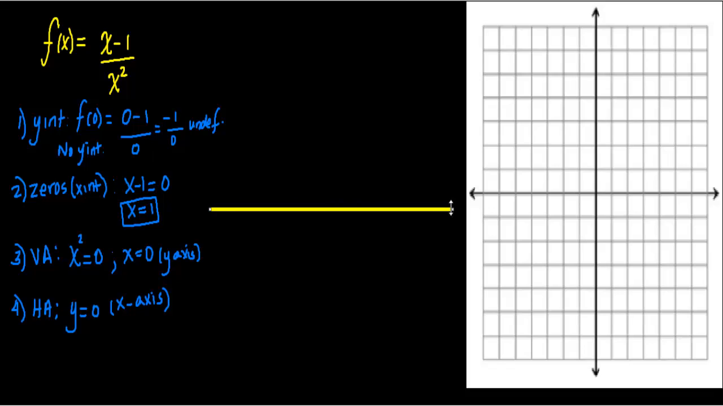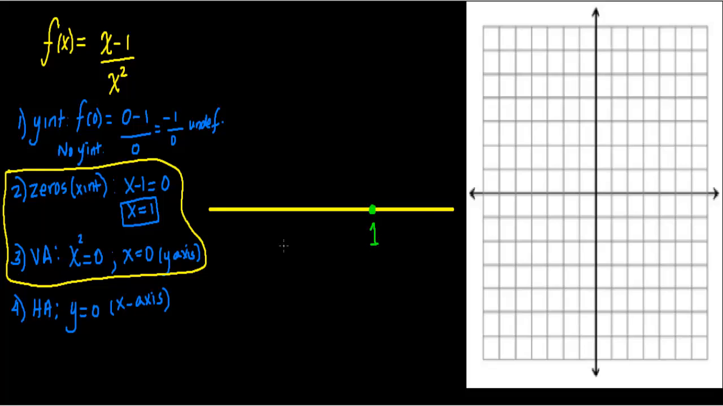Okay, here's my number line. I'm going to plot. What information do I plot on there? Remember, we're always going to plot the zeros and the vertical asymptotes, and that's all we're going to plot on this number line for step 5. So I have a 0 at x equal to 1. Here's x equal to 1 right here. And I also have a vertical asymptote at x equal to 0.